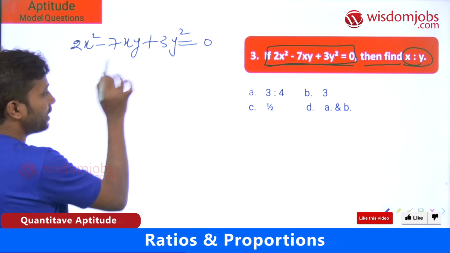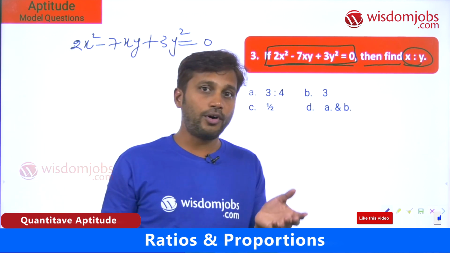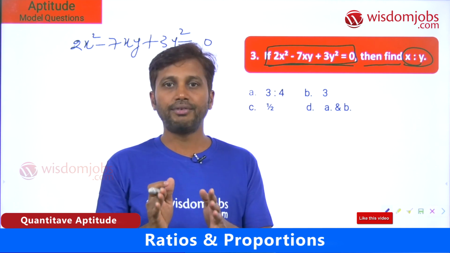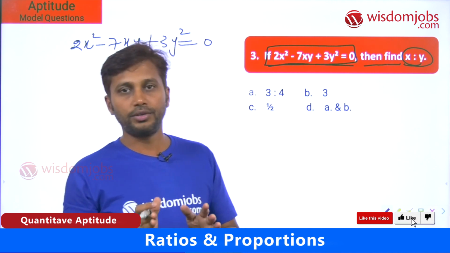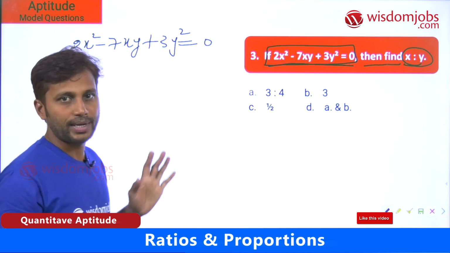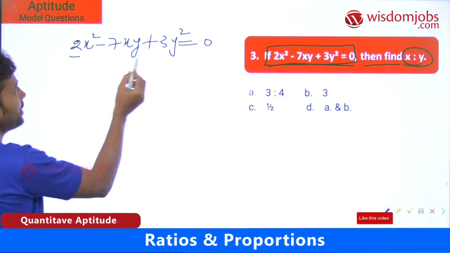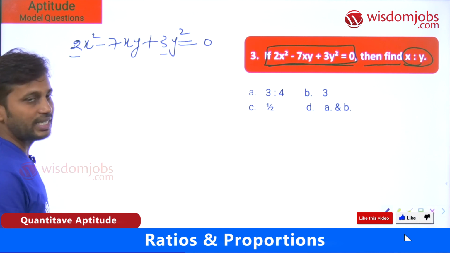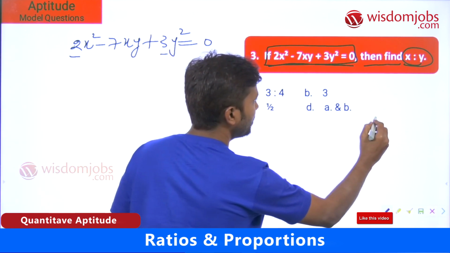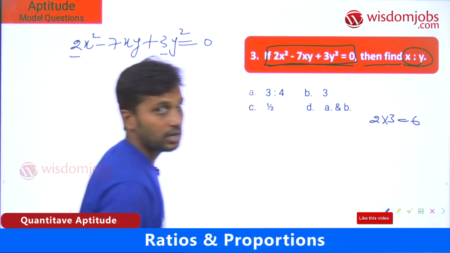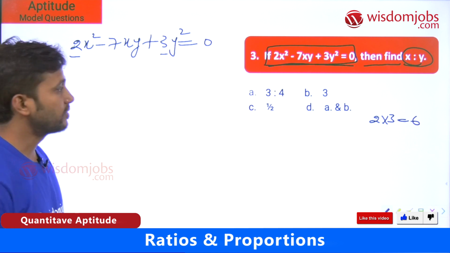See, for these quadratic equations, in the topic of algebra, we will discuss in detail, but for this instance, I will tell you how to solve this simply. See here, for example, take the x square coefficient and take the y square coefficient, and multiply them together. What do you get here? Just tell me. 2 into 3, which is equal to 6.